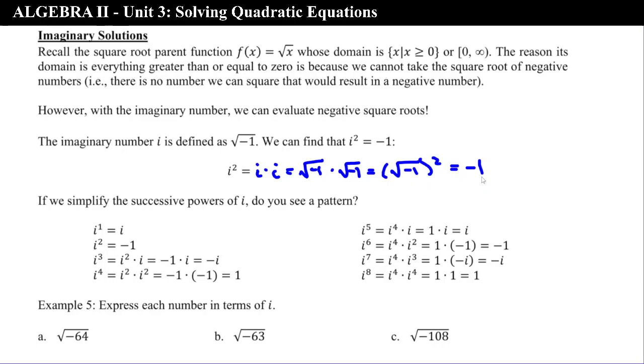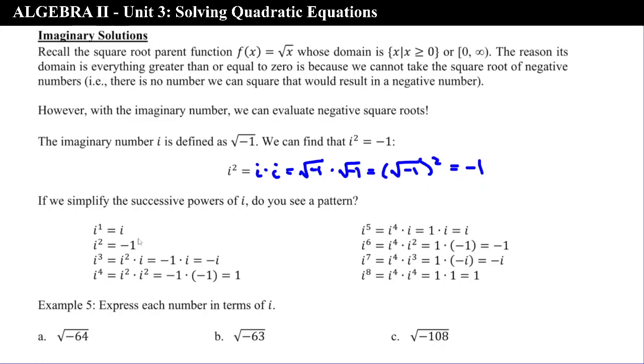Now, I don't want to go too deep into imaginary numbers because really we're just using it as a tool, and that tool is that i is going to be the square root of -1. That's really going to be the only tool that we're going to use here. But I do want to expand just a little bit. If we simplify the successive powers of i, do you see a pattern? So we know that i to the first is i. We know i squared is -1. We just showed that. Well, i to the third, we can split up into two things that we just found. Using our exponent rules, i squared times i is i to the third.